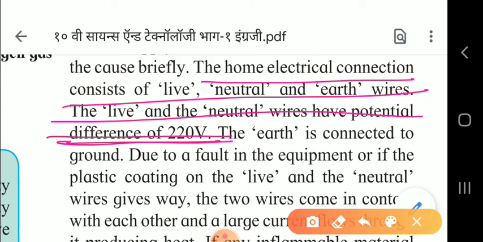Therefore a fuse wire is used as a precautionary measure. Now how does this fuse wire help in this situation? As soon as a high current flows in a circuit, the wire melts and it breaks the circuit, and this way the mishap or the accident can be avoided. So this is the use of this fuse.